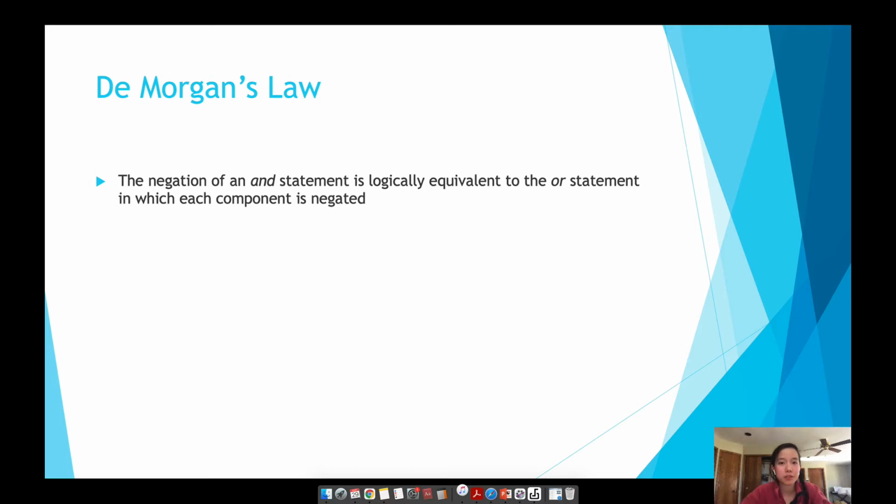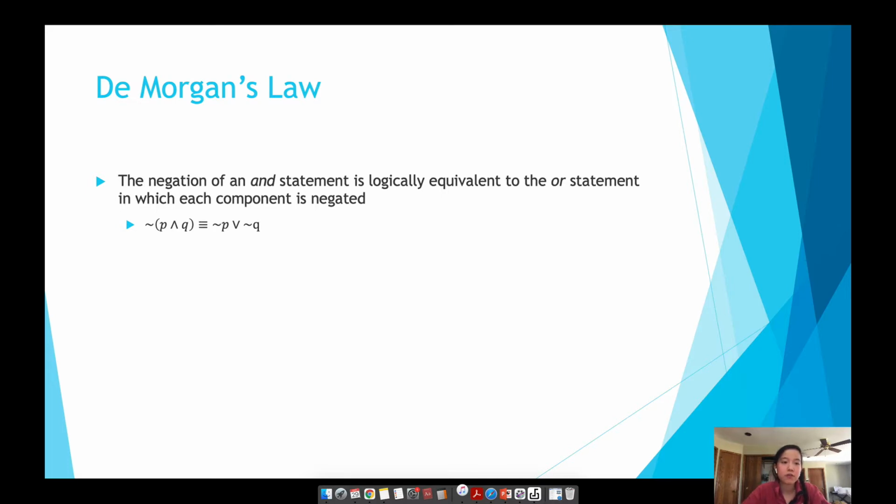Okay, so let's talk about De Morgan's law. De Morgan's law says two things. The first thing it says is that the negation of an and statement is logically equivalent to the or statement in which each component is negated. So this is what that looks like.